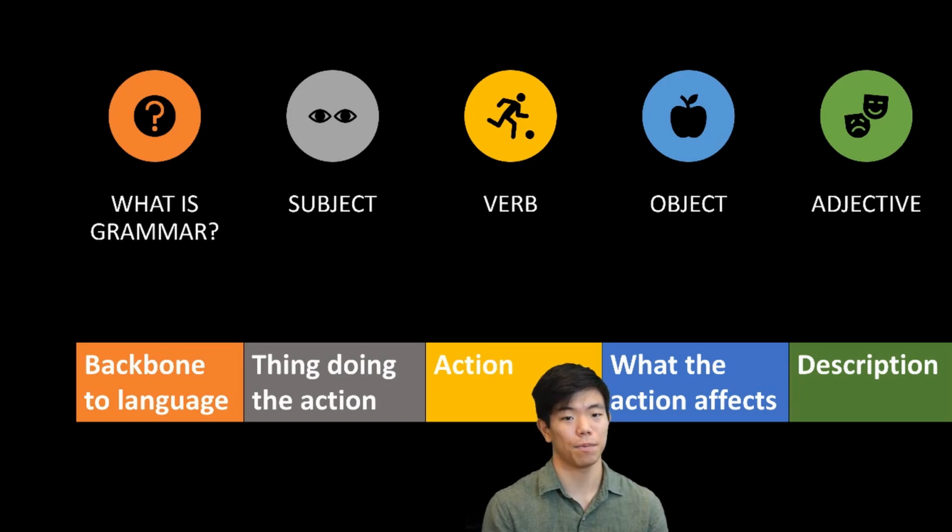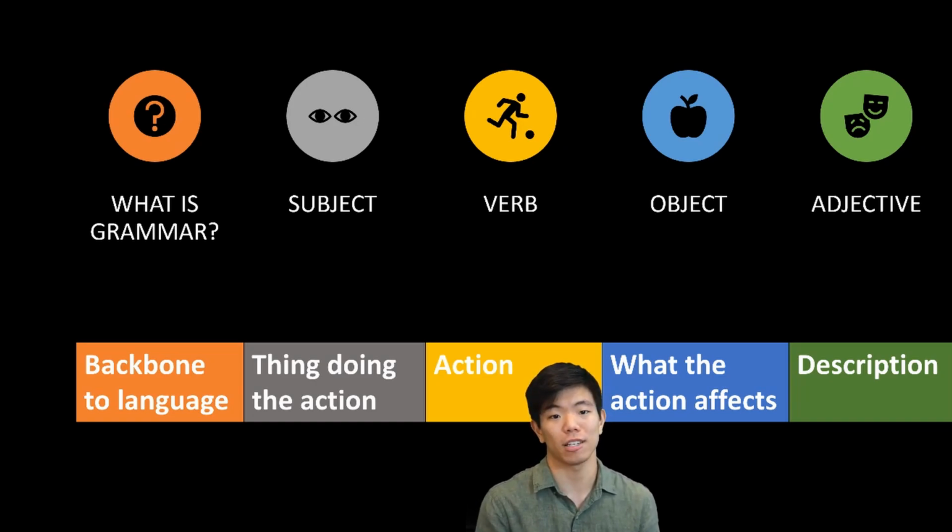Just to recap, we'll go over each one again. Okay, so grammar, it's the backbone of language. The subject, it's who or what is doing the action. Verb is the action. Object is the thing being affected by the action. And adjective are simply descriptive words.